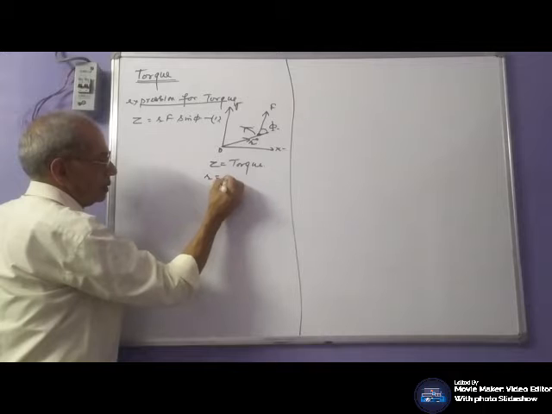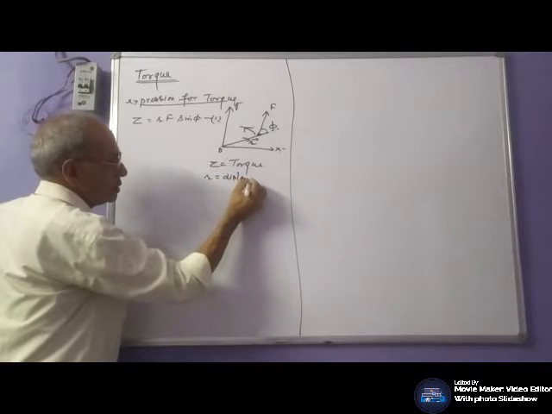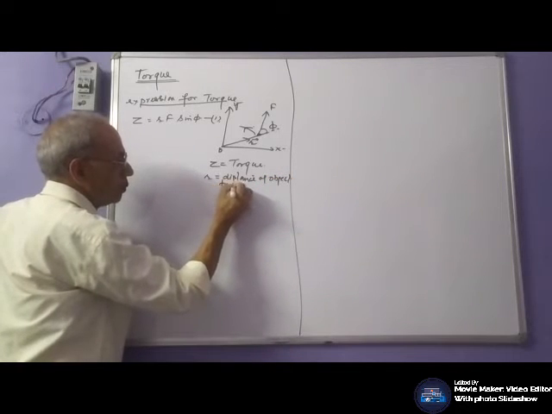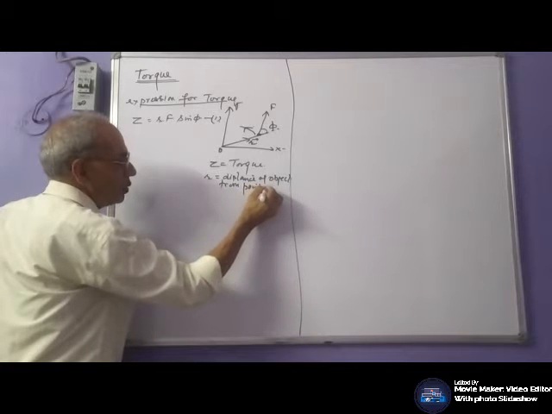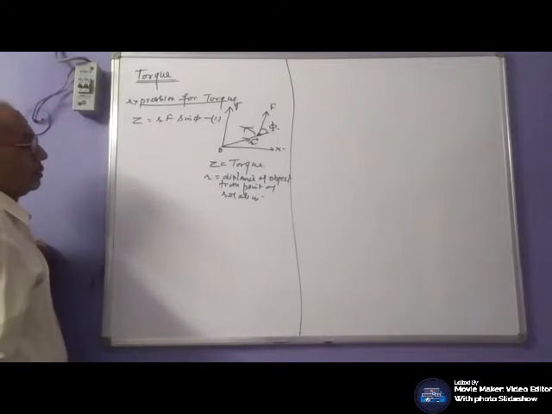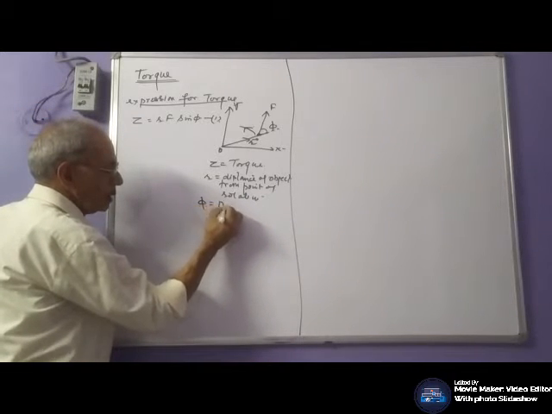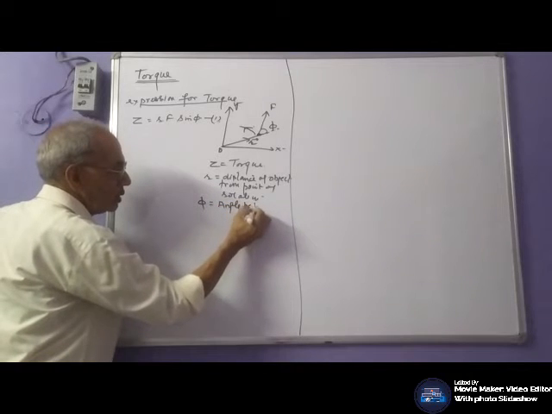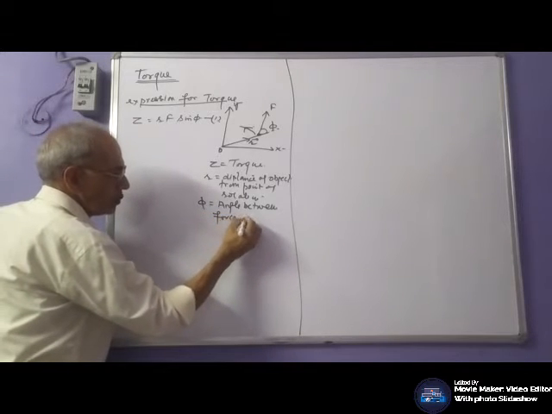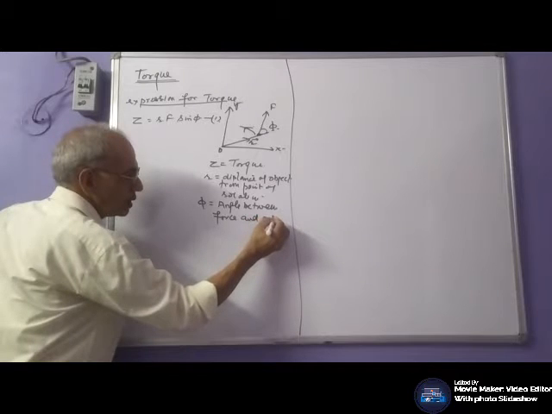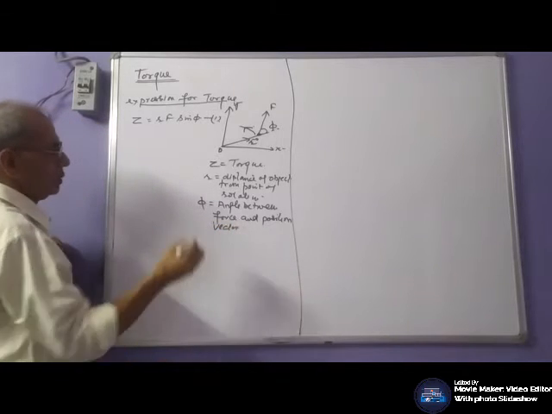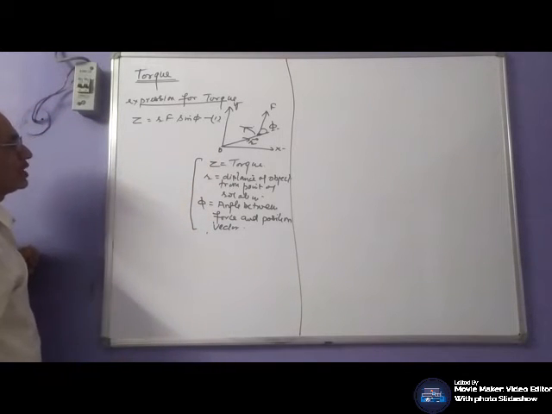R is the distance of the object from the point of rotation. Phi is the angle between force and position vector. So this is the expression.